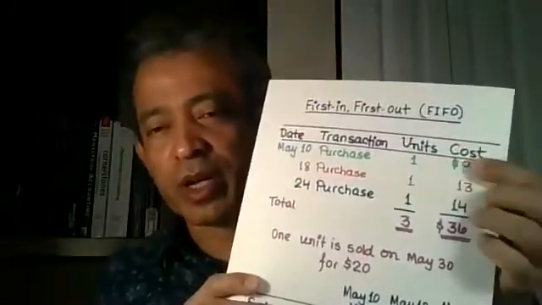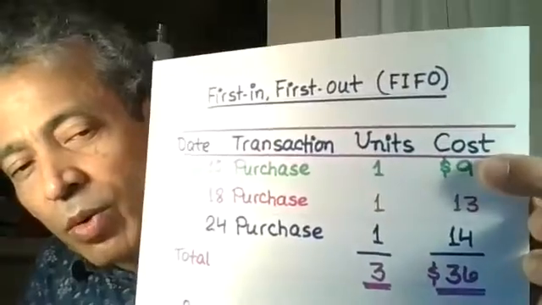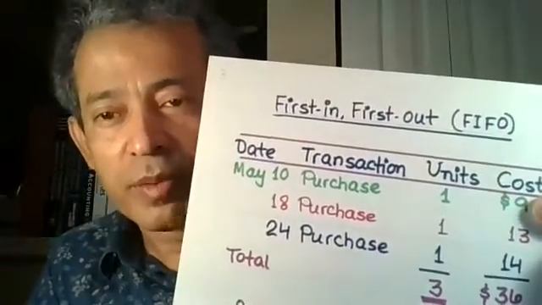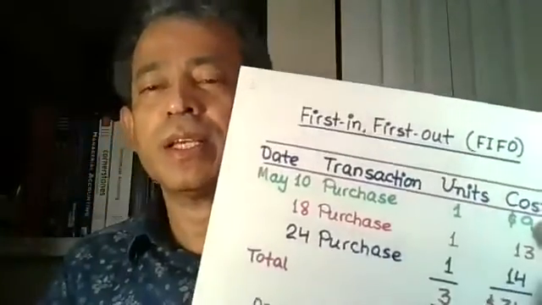We're not going to be able to come up with a unanimous number as to how much profit you made, because it depends on which one you sold. Let's say I kept them in separate places and could identify them separately. If I sold the oldest one, then my profit is going to be $11 because my selling price is 20 minus my cost price of 9. So my gross profit is $11.